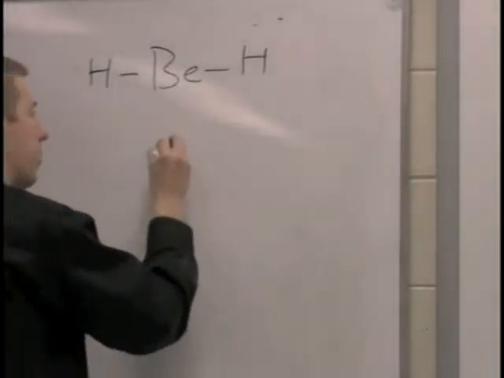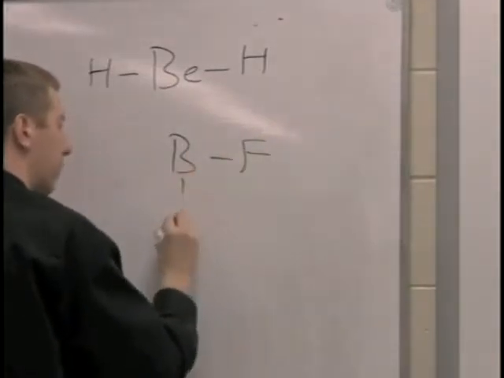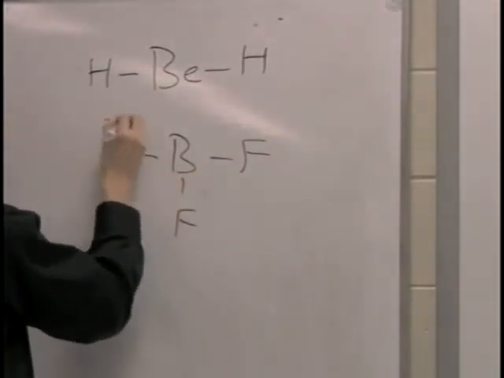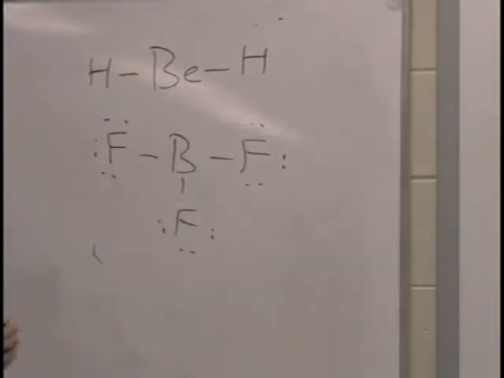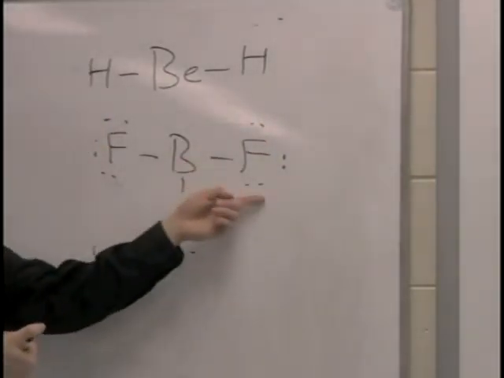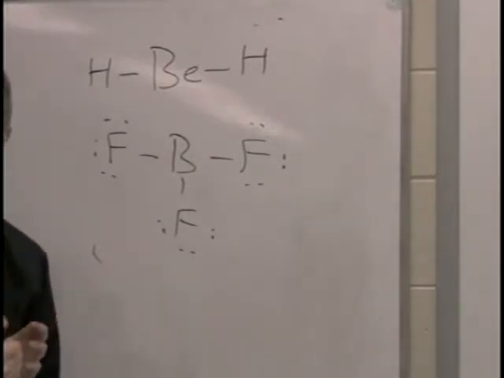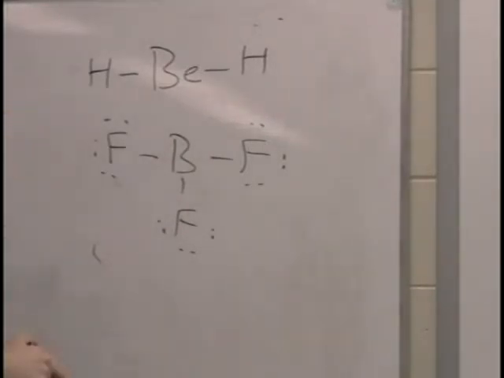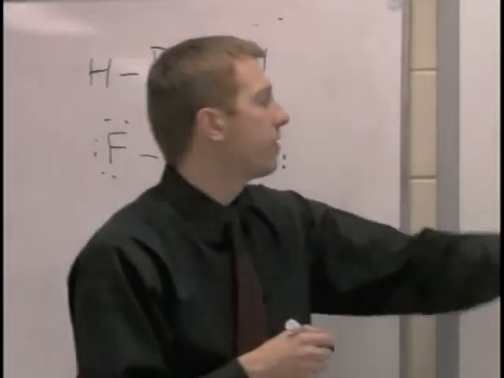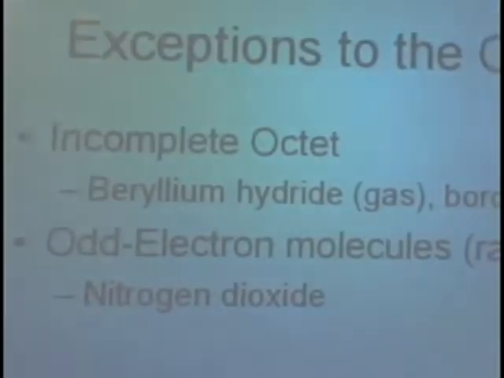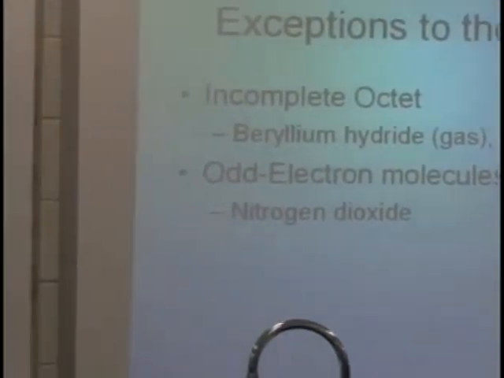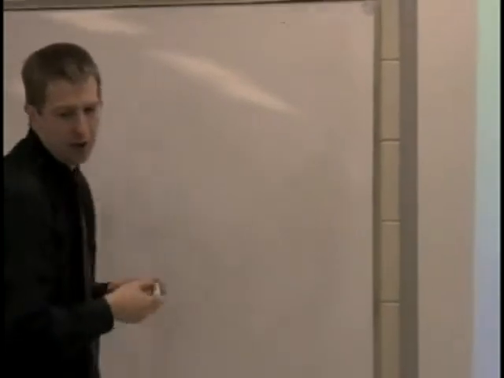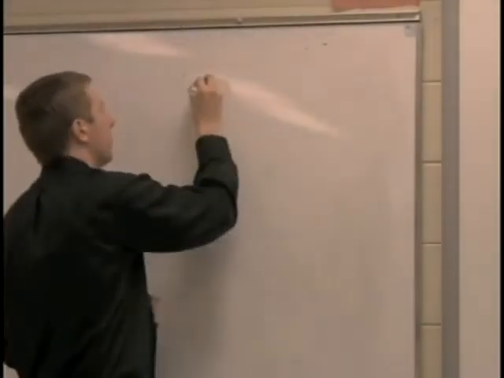Same thing can be said for boron trifluoride. Boron trifluoride is just this. Now some might say, well, why not make a double bond, take these 2 electrons and put it there? The rules of formal charge will not let you do that though, because then you'd have a positive formal charge in fluorine, which cannot occur. Second exception to the octet rule is odd number molecules, which are called radicals or free radicals. The Lewis dot for nitrogen dioxide, which is NO2, would look something like this.